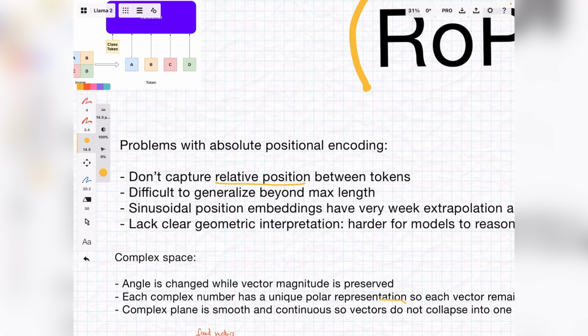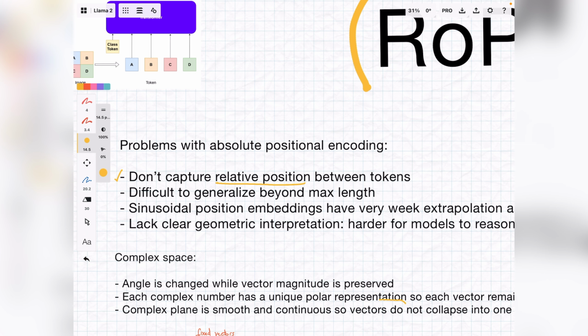You really want to know how far one token is from the other, and you want to encode that more precisely. And currently, with the absolute position, you can't really know the difference between token 1 and token 4 as opposed to token 1 and token 100, let's just say. That difference is not proportional.